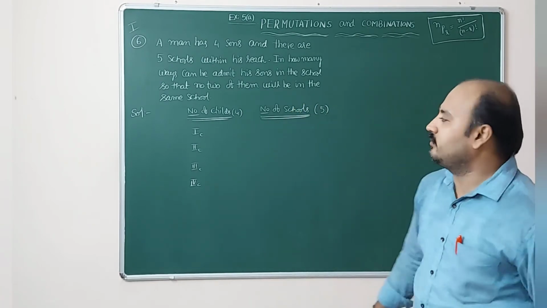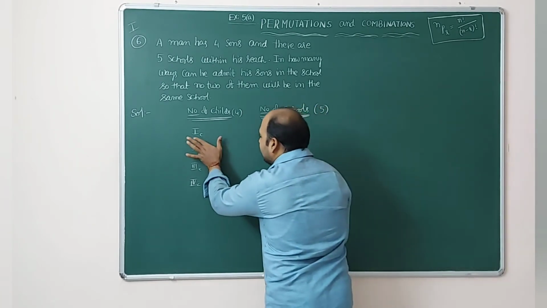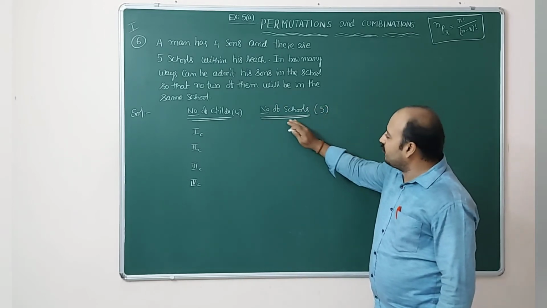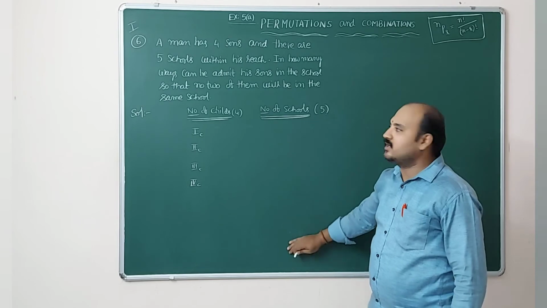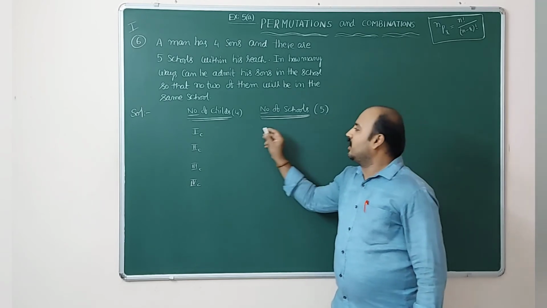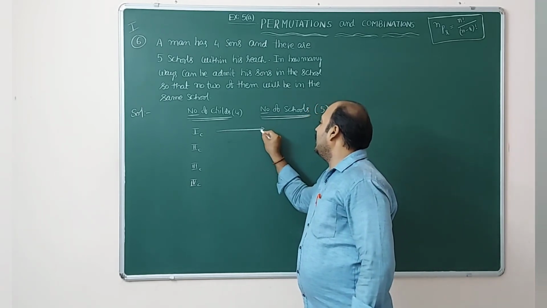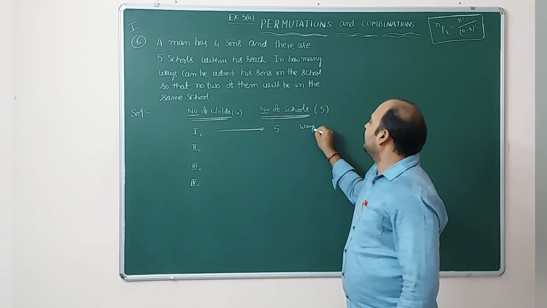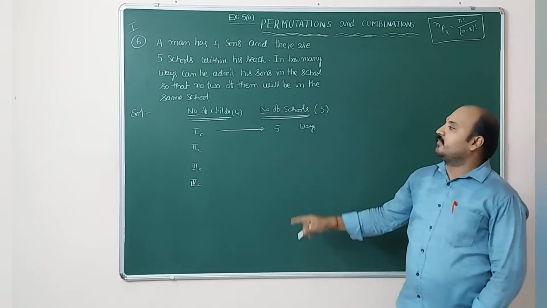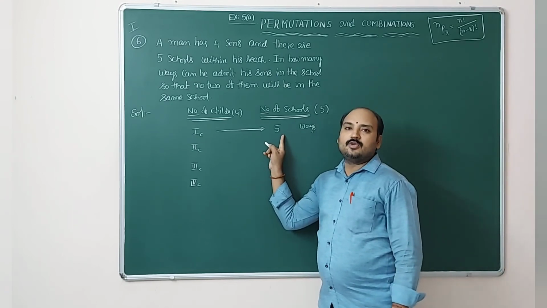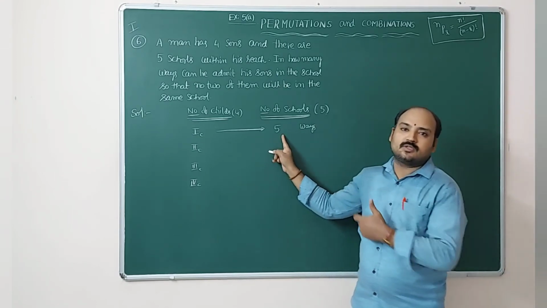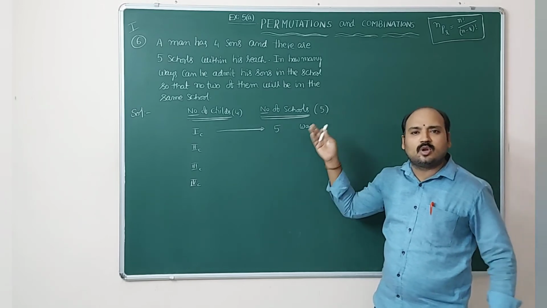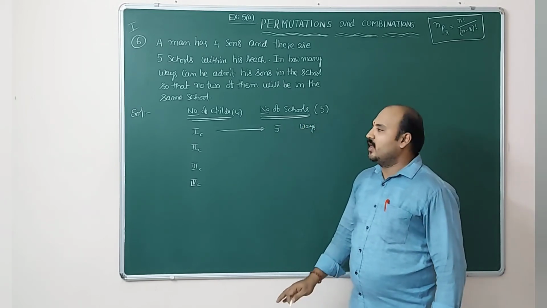First observe, for the first child, what are the possibilities? Total 5 schools are possible. Out of 5, he can join any of the 5 schools. That means 5 ways are there to admit the first child into the 5 schools. So 5 possibilities are there, either in the first school or second school or third school or fourth school or fifth school.